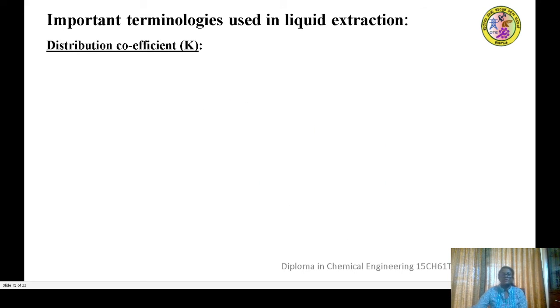Okay. So that completes the understanding of principles involved in liquid-liquid extraction operation. So let me just take you through a few definitions that are used in liquid extraction. So the important terminologies, and after that we will end the first section. So one important definition is distribution coefficient, represented by K.